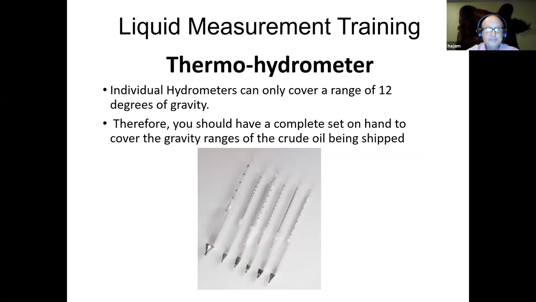So typically they cover a range of 10 to 12. I've seen multiple different ranges, but the average is 12 degrees API from high to low. And you may have to have more than one to cover your range of crude oil. Typically three, maybe two will be able to cover the range of crude oil you're shipping. So therefore you want to determine what that crude oil gravity is and have on hand the right certified hydrometer, thermohydrometer, to measure that crude oil.